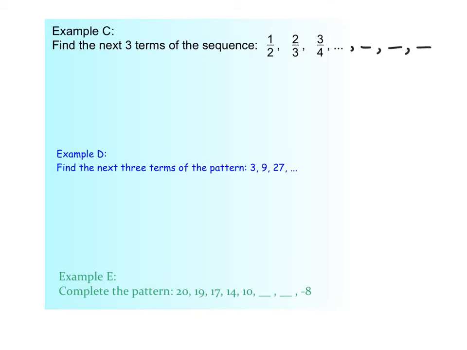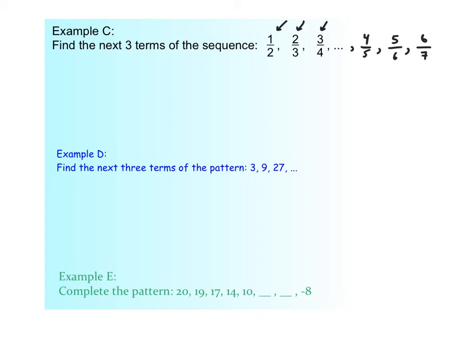There is no algebraic pattern with regards to the fractions itself, but with the numerators I see I get 1, then 2, then 3, that would make 4, and 5, and 6. In the denominators I get 2, 3, 4, so this would be 5, 6, 7.